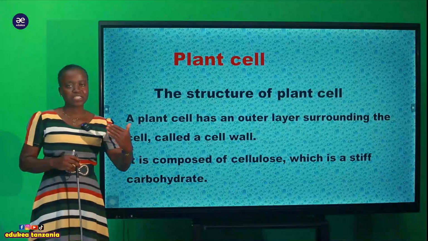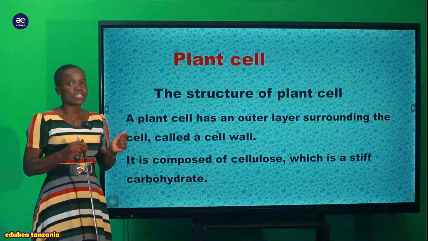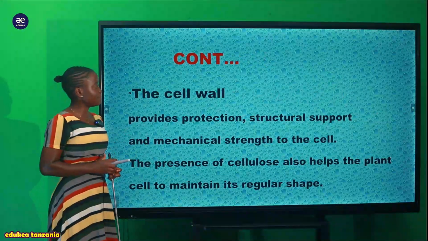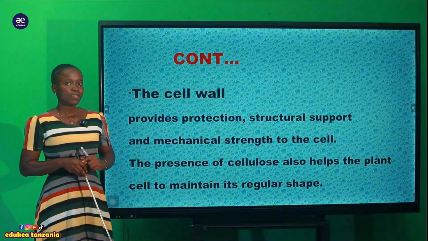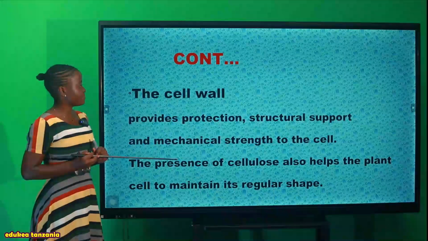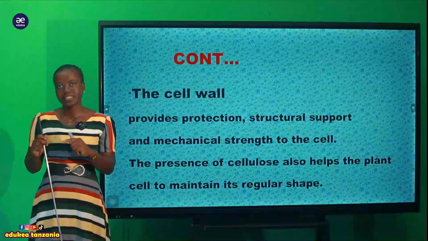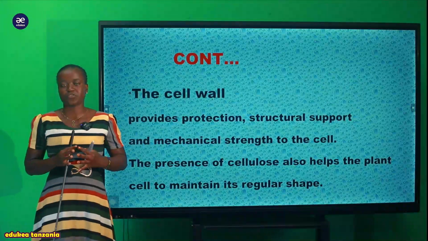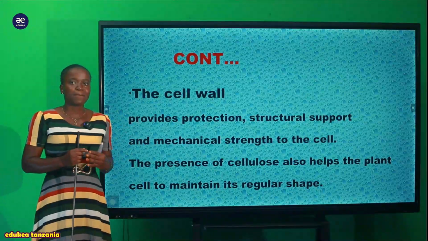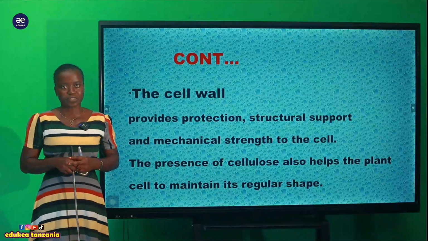So now let's see, what is this cell wall? Or what is the function now of this cell wall which is found within the plant cell? So now we can simply say that the cell wall provides protection, structural support, and mechanical strength to a cell. Kwamba hile cell wall ambayo inapatikana ndani ya plant cell au kwenye outer surface of a plant cell is just for providing strength of a plant cell. Not only that, also to provide mechanical support.